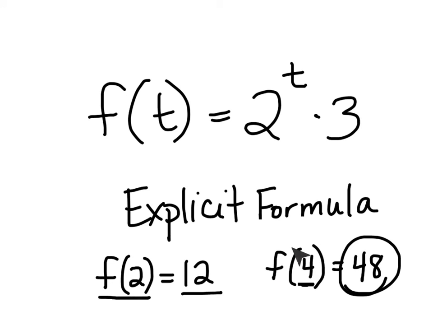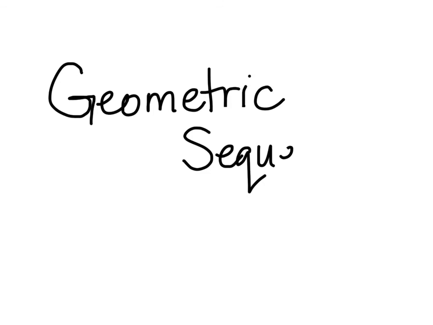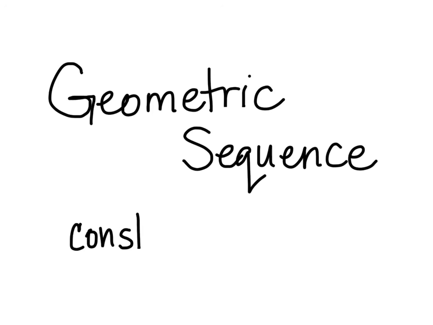Or this number here represents a member of the domain, and this number here represents the range. Again, this is domain and range. So here, the t represents the domain, and the 2 to the power of t times 3 represents the members of the range. And to summarize, this again was a geometric sequence, and a geometric sequence can be identified by the constant ratio between consecutive terms. So again, it has a constant ratio.